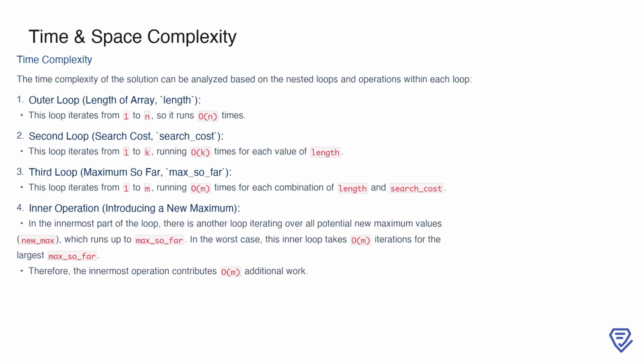Finally, within the innermost part of the loop, we have a fourth loop that considers introducing a new maximum value. This loop iterates over all potential new maximums, which, in the worst case, can go up to max_so_far and take O(m) iterations. By combining these, the innermost operation adds O(m) additional work, leading to significant computational effort as we iterate through the loops.